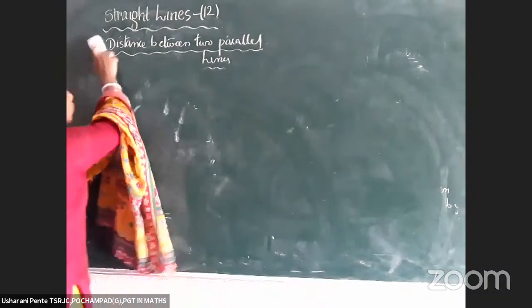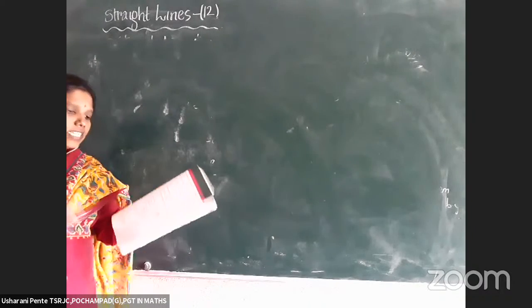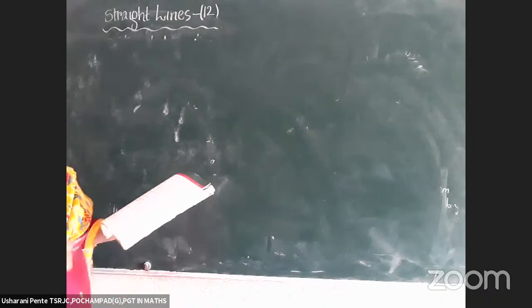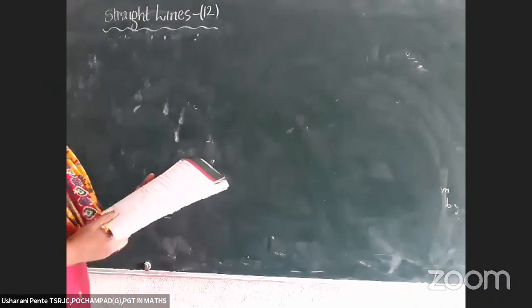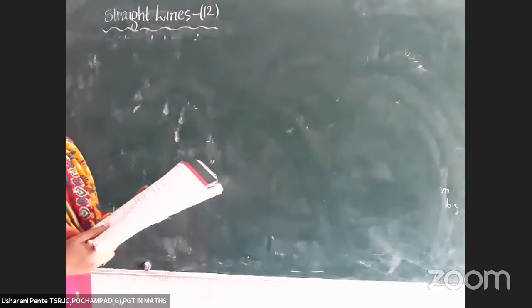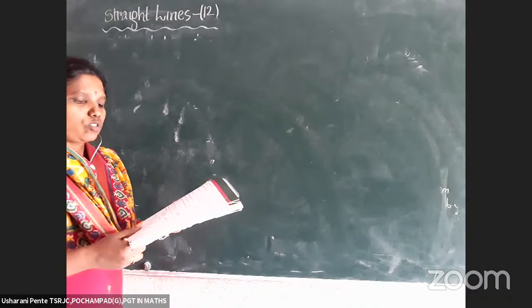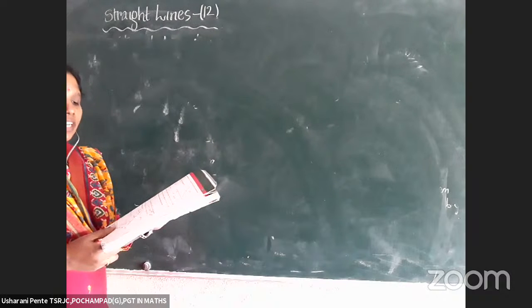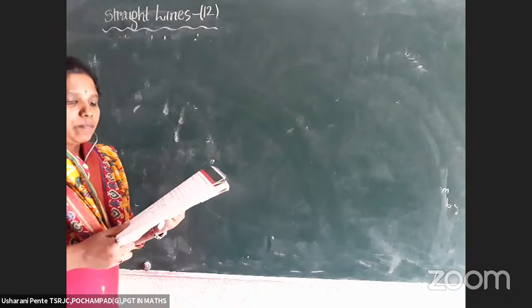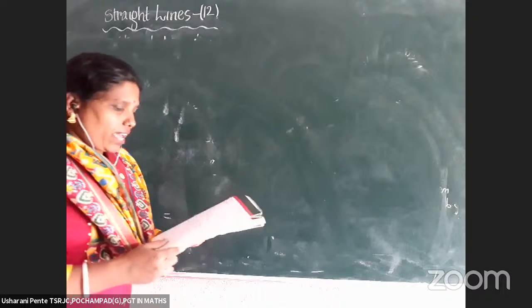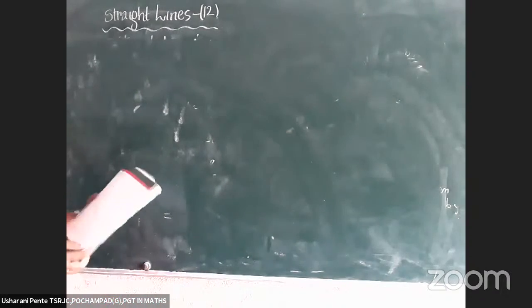So next we have, this is an important one, a theorem. That is, if Q(h, k) is the foot of the perpendicular from the point P(x1, y1) on the straight line ax plus by plus c is equal to 0, then (h minus x1) by a is equal to (k minus y1) by b is equal to minus of (ax1 plus by1 plus c) by (a square plus b square).